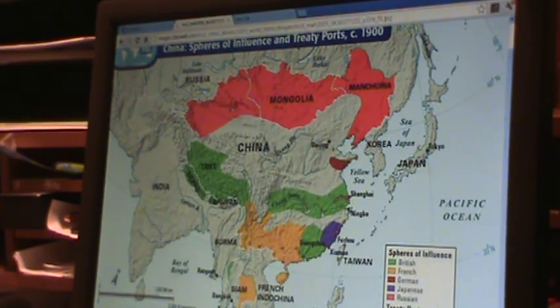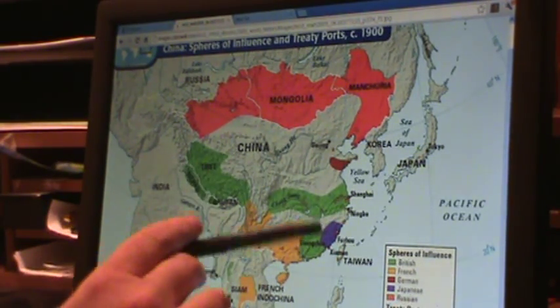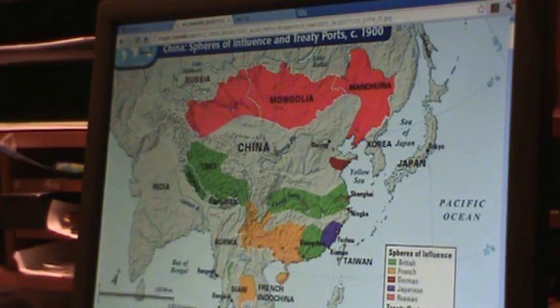And Hay was a smart guy. Secretary Hay kind of played these powerful European countries off against each other. So his open door policy worked. And American traders especially traded all throughout China in all the different spheres of influence. So that's the open door policy. Keep China open to trade with all the powers.